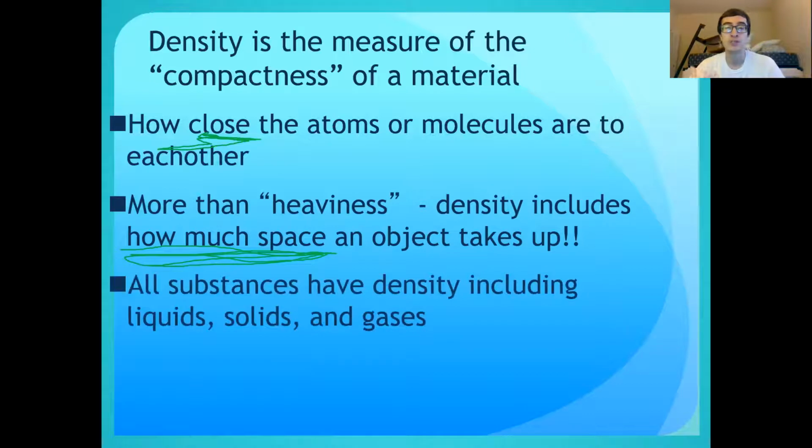So all substances in the world have density, whether you're a solid or a liquid or a gas even, you have a certain amount of density. Now, obviously, density tends to go down as you go from solid, which is usually the most dense, to liquids, which are medium density, to gases, which are very low density, but they still do have a certain density to them.